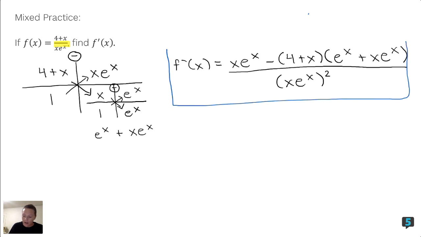And again, I absolutely love setting up those boxes, even more for problems like this, because it's so easy to get lost in your work sometimes, but these boxes really help us keep ourselves organized. Anybody have questions on this problem where we had the product rule within the quotient rule?